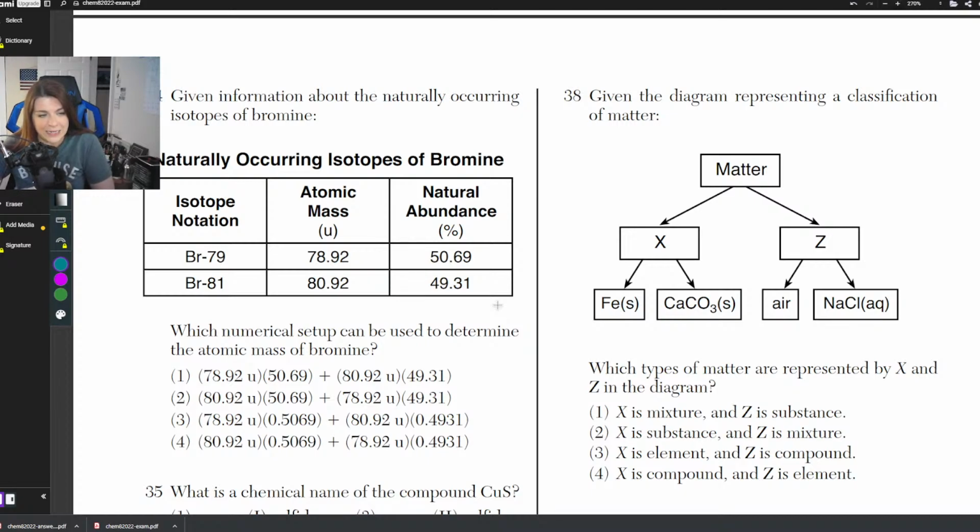Now, percent is kind of a unit. 50.69 really means like 51 out of 100, more or less. It's a fraction. The percent is just a way that we can talk to each other about it and give it a nice number instead of it being a number less than 1. So it really is a fraction. It means 51 out of 100, more or less. And that 49.31 is 49 out of 100.